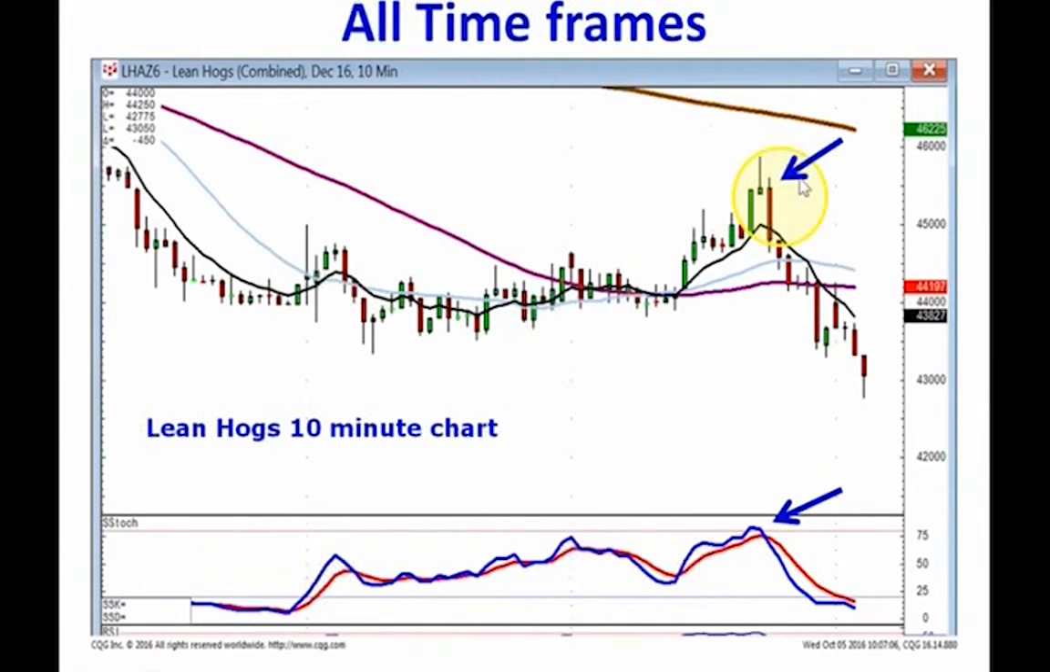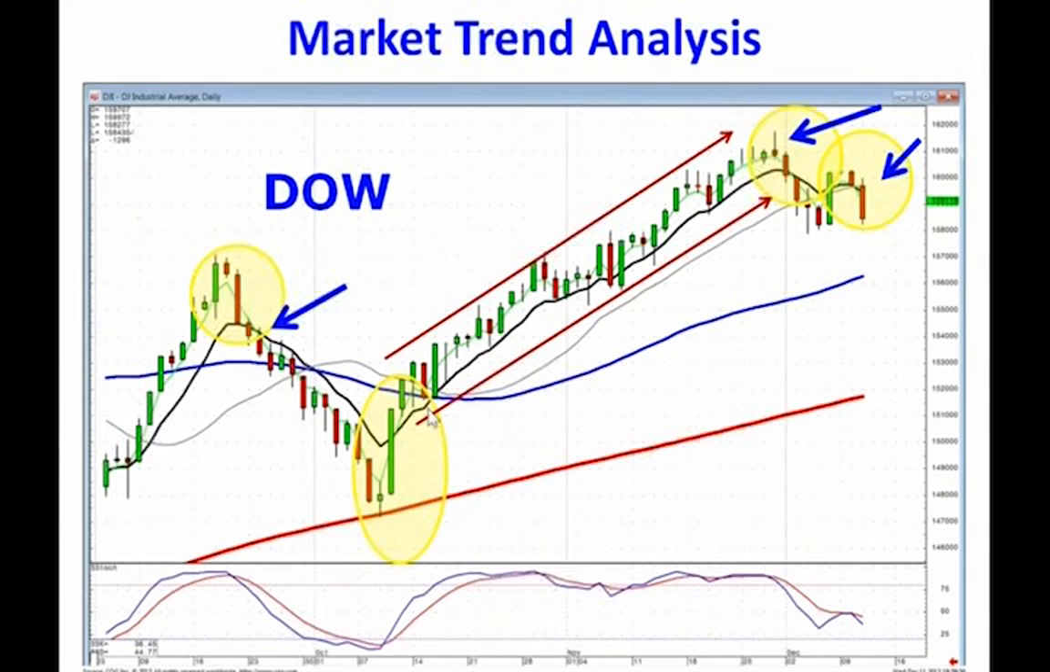The evening star signal, this was the trading of lean hogs off a chart. There's our evening star signal and a close below the T-line, with stochastics in the overbought area. The probabilities are extremely strong that you're going to start heading down. The trend was up.